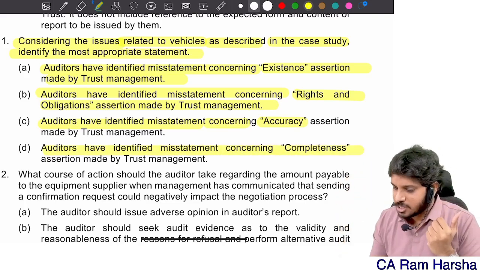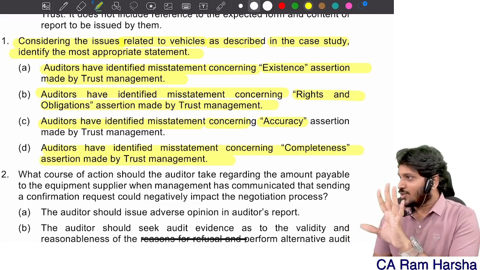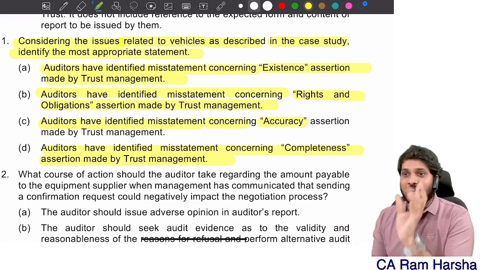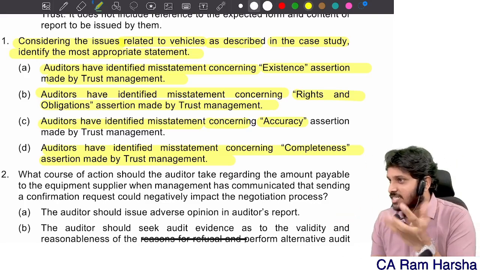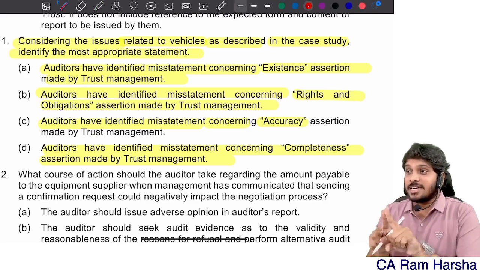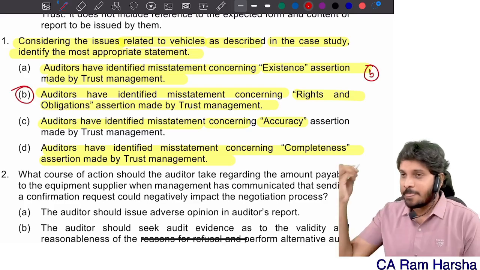Auditors have identified misstatement concerning completeness. There are two vehicles. So the only vehicles that are there are 2. Getting it? So complete vehicles are accounted. No, that discussion itself is not there. So here the auditor is concerned about what? Vehicles are not in the name of the company. So B. Correct? That's it.